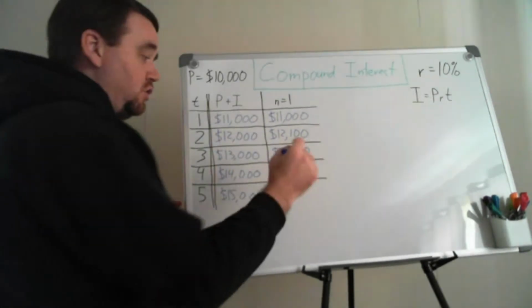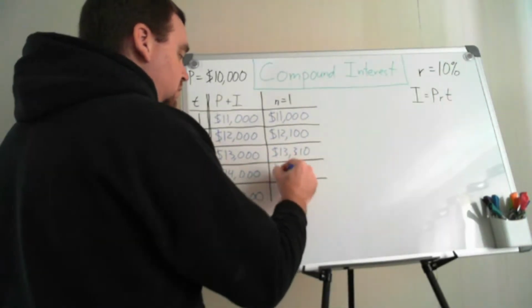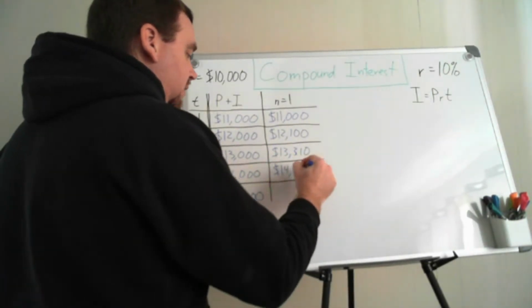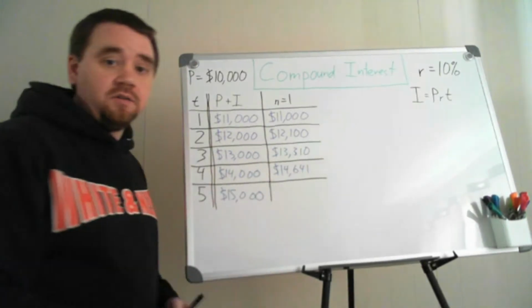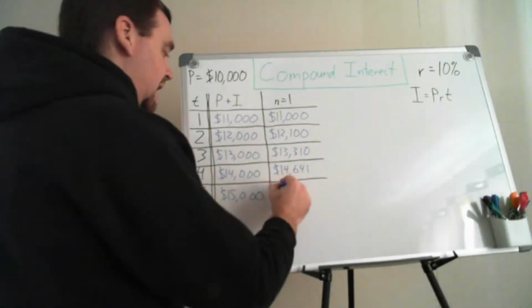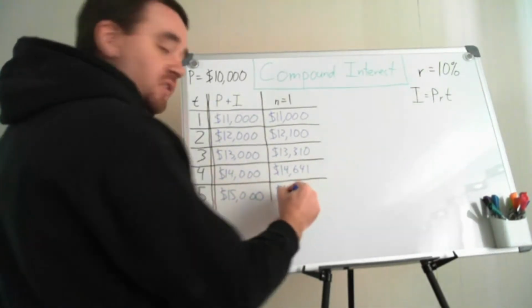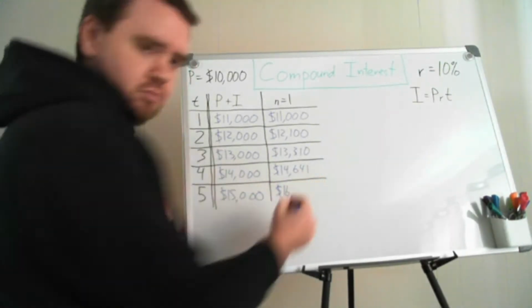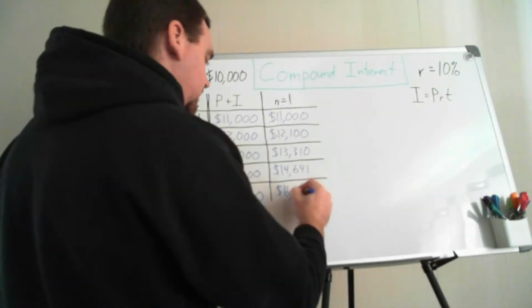I'll leave it to you to show that this is the case. But what you would have here is $14,641. And what you would have here is $16,000. Sorry, I already can't read.